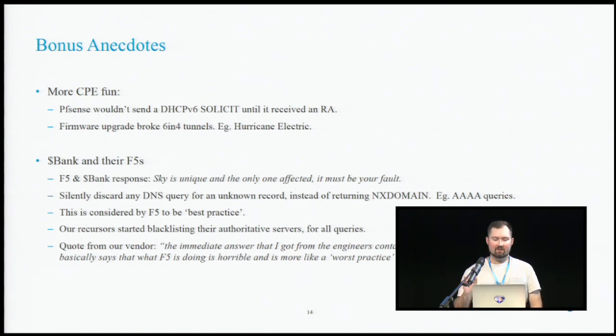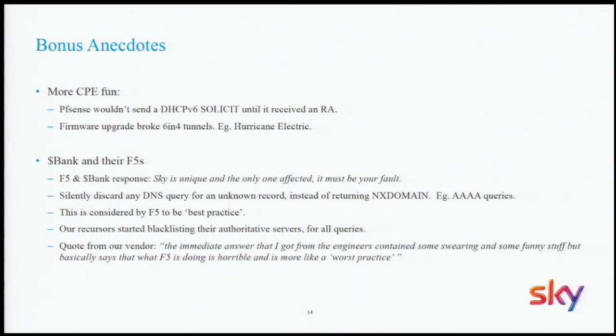What they were doing was the F5 platform was silently discarding any DNS query for any unknown records, instead of sending back NXDOMAIN as you'd expect. So this is considered by F5 to be best practice. What was happening was our recursors were blacklisting their authoritative name servers, because you're telling us to use these authoritative name servers for this zone, we are, and you don't respond. Well, that's a bit rude, so we'll blacklist you. And that's the quote we got from our vendor. A lot of swearing, and yes, a bit of differing opinions on best and worst practice.